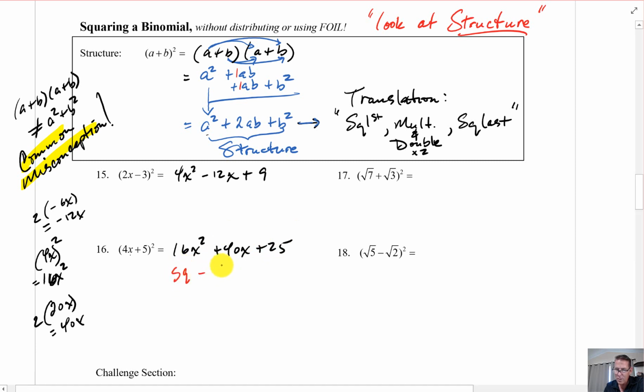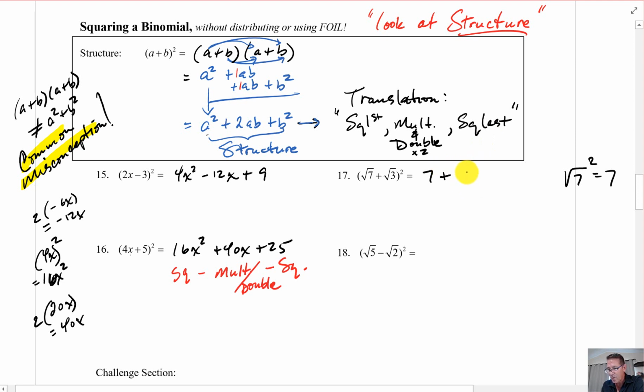You square, multiply, double, and then you square. Those dashes are dashes, not minus signs, okay? If you want to put commas in, go ahead and do that, like I did up here at the top. You square, multiply, double, square. Now here, you square root 7 to get 7. Remember that. The square of root 7 is just 7. Root 7 times 3 is root 21, but then you double it and you get 2 root 21.